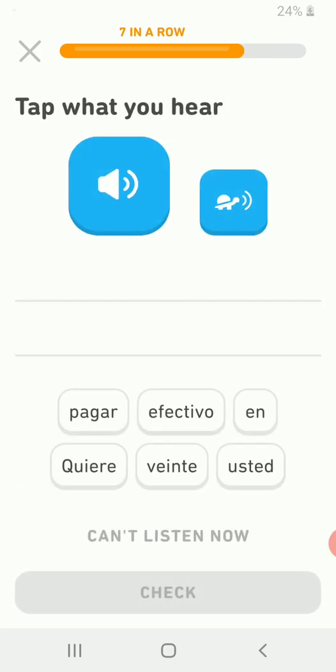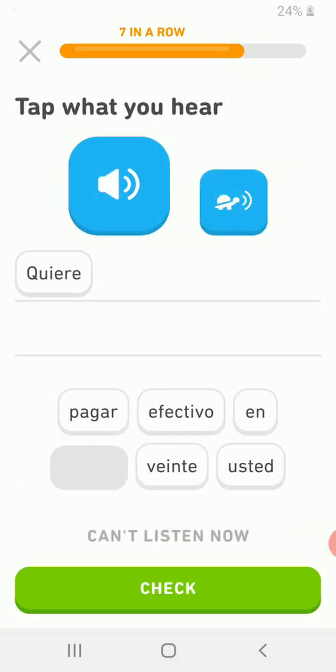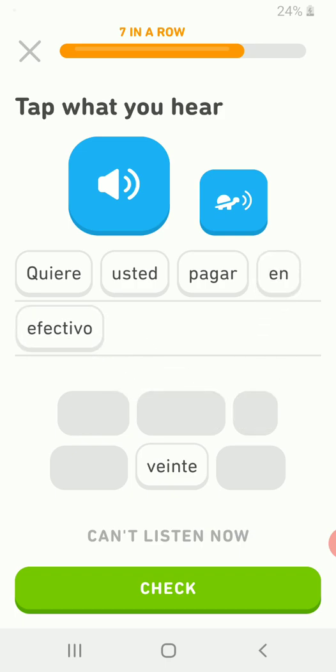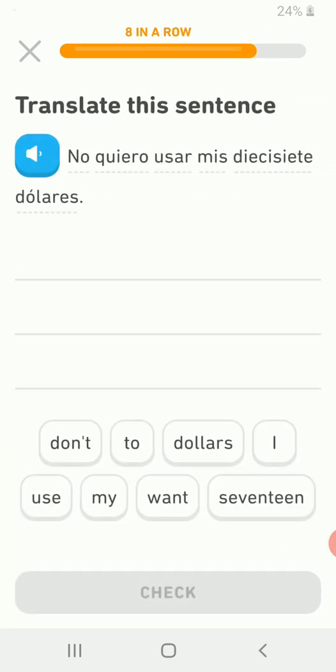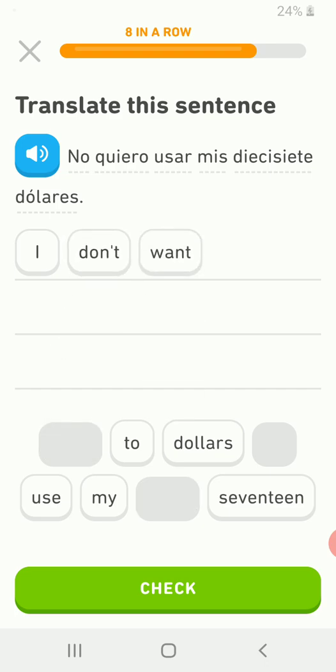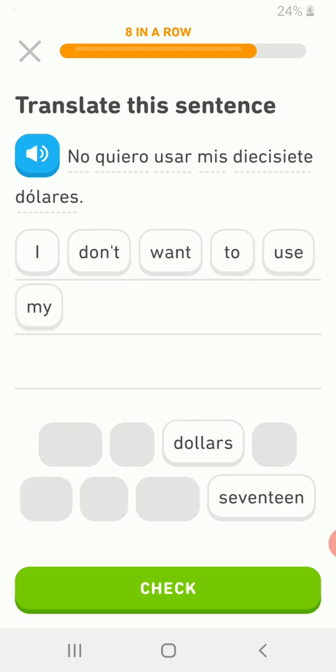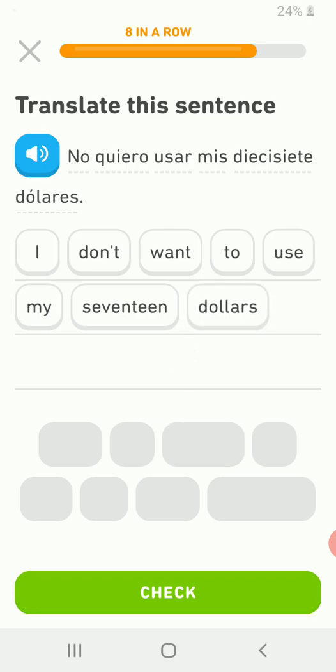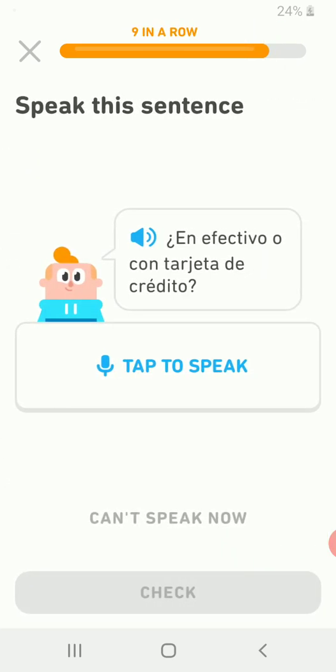¿Quiere usted pagar en efectivo? So, no quiero usar mis 17 dólares. So I don't want to use my 17 dollars. En efectivo o con tarjeta de crédito. So with cash or with credit card. This is the question.